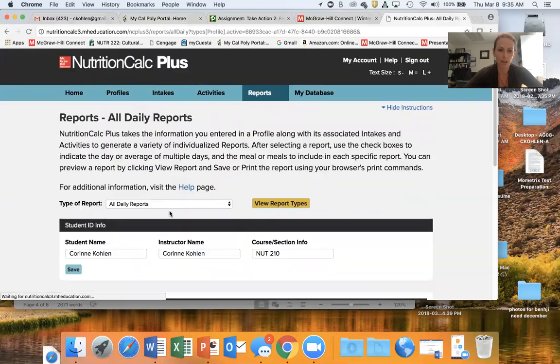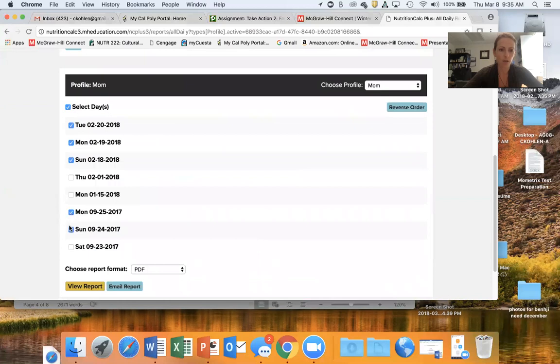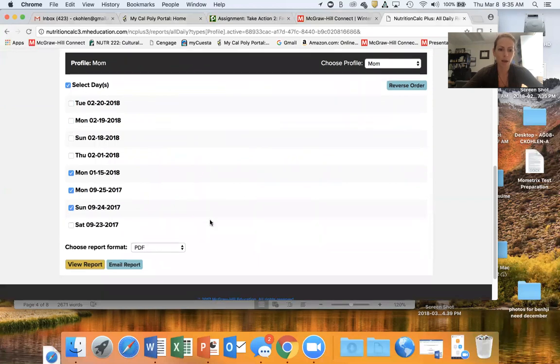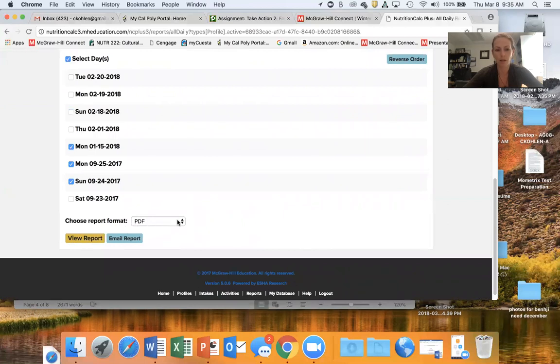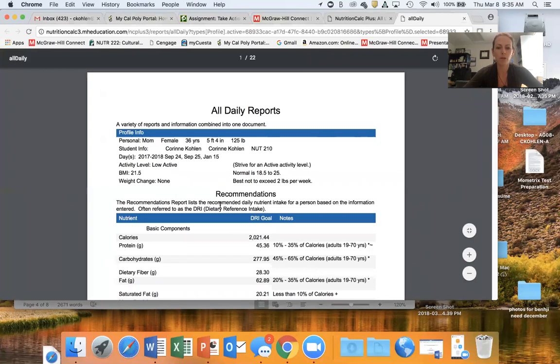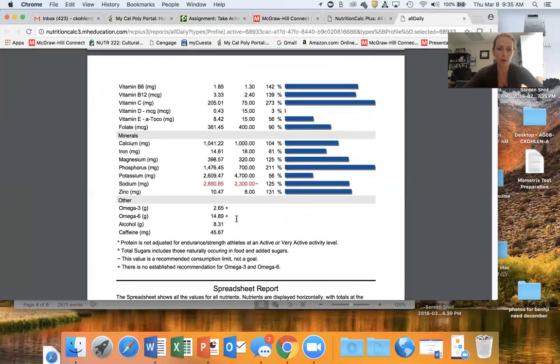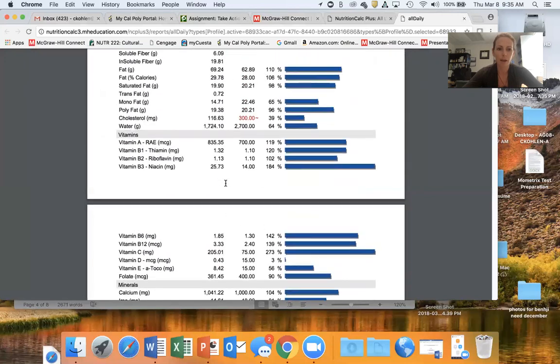You're going to do All Daily Reports, and you're going to select those 3 original days that you used for your diet analysis part 1 and 2, and you're going to do a view report as PDF. So this is a report using the foods that I have changed. Now you're going to use the results of this to enter into the rest of diet analysis part 3. For example, sodium, I'm still over my goal, but I significantly reduced my amount. And vitamin A, I was under my goal, but now I'm at 119%.